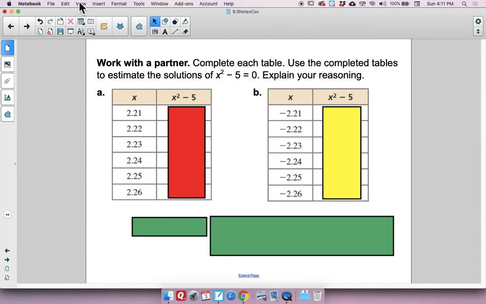Okay. So I'll go ahead and start you off here. So basically what we're doing is we're plugging in this value for x, the ones listed here, using a calculator, of course, 2.21, and we're plugging that in for x over here. So 2.21 quantity squared, you would do that on your calculator, and then you would subtract 5, and we get negative 0.1159. Okay? And then why don't you go ahead and continue on, and then let's see what that means.